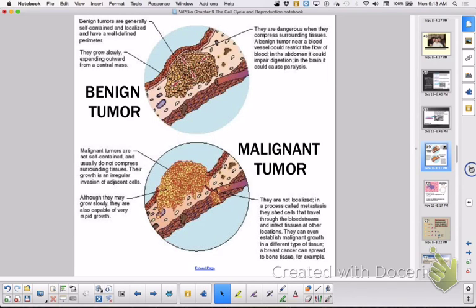Okay, so on your notes, metastasize means cells separate from a malignant tumor and enter the blood or lymph vessels and travel to other parts of the body.